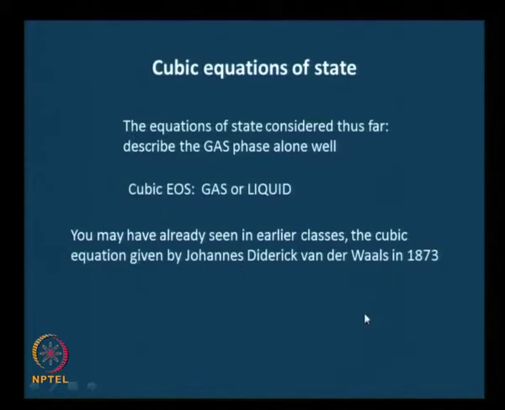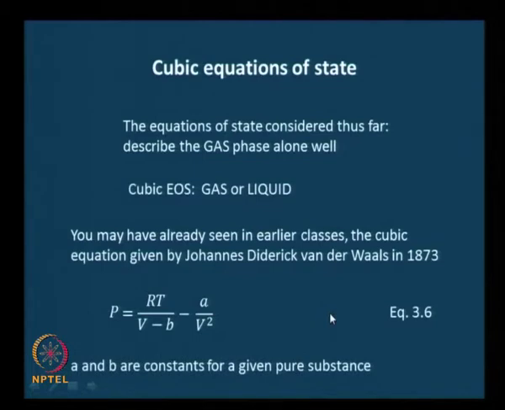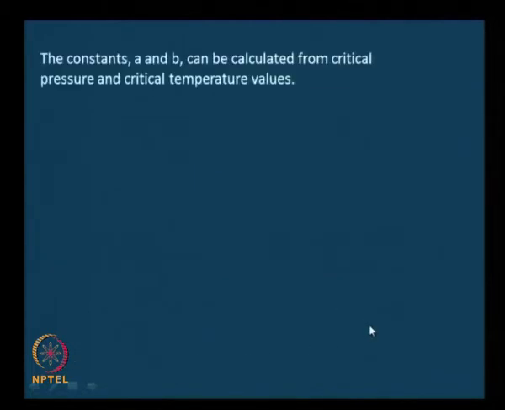is the van der Waals equation of state, which goes as P equals RT by V minus B minus A by V squared, and A and B are constants for a given pure substance. We said that A and B can be calculated from critical pressure and critical temperature values.